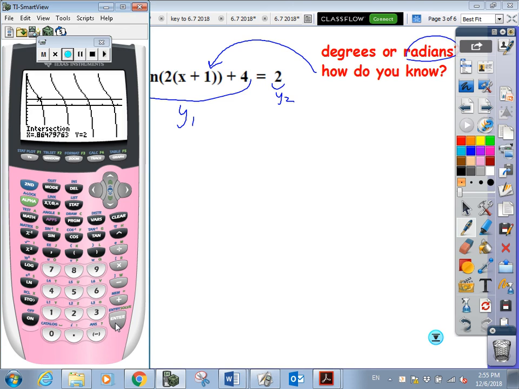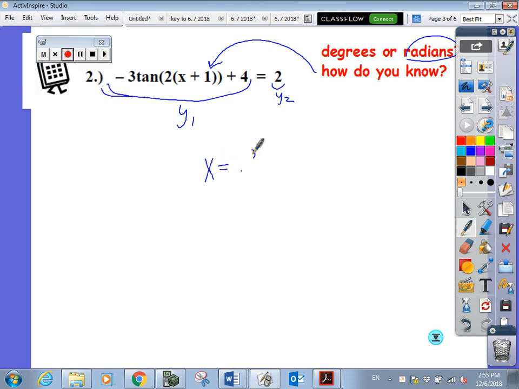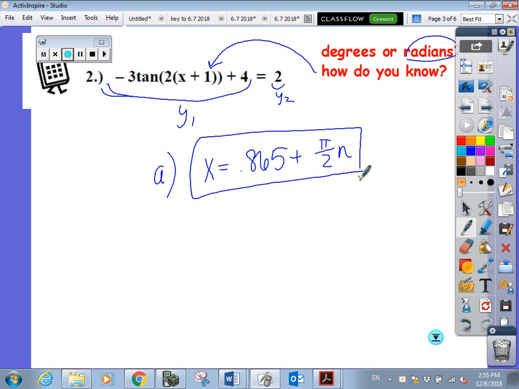So X equals 0.865 plus the period. What is the period for this one? 90? So I'm going to say 90. Good, pi over 2. Okay, so pi over 2 n. That is my only general solution. Any other general solution would be repeating. We don't want to repeat general solutions.